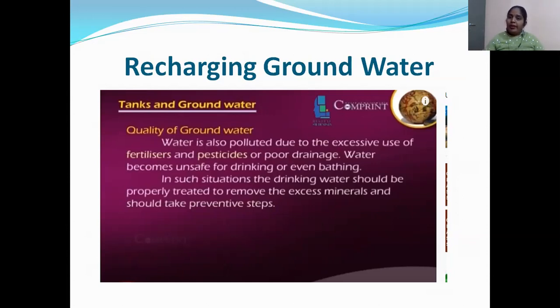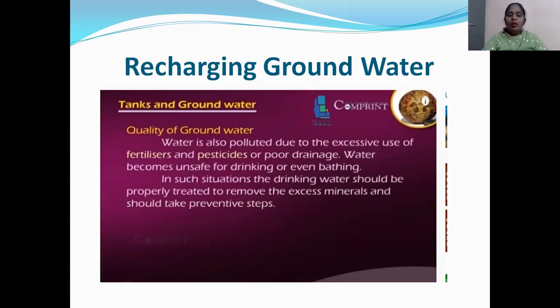So the drainage water also flows over the roads, isn't it? You might have experienced this even in Suraram, in many of the areas, right? So the water becomes unsafe for drinking or even bathing. In such a situation, the drinking water should be properly treated to remove the excess minerals. We have to take precautionary measures to keep a check on the excess use of minerals, which causes health issues.